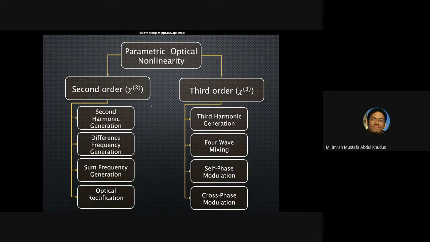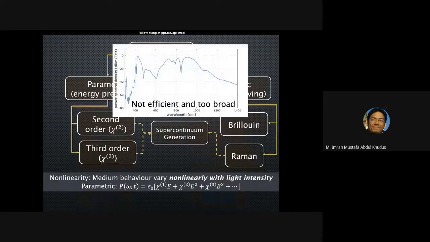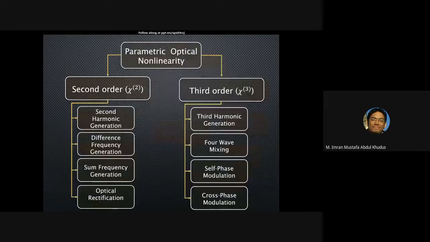Okay, so then we have parametric optical nonlinearity, which is the most useful one, because with non-parametric, typically the shift in the wavelength is really quite small. And it's actually quite difficult to control as well, in a certain sense. So we want a parametric optical nonlinearity.